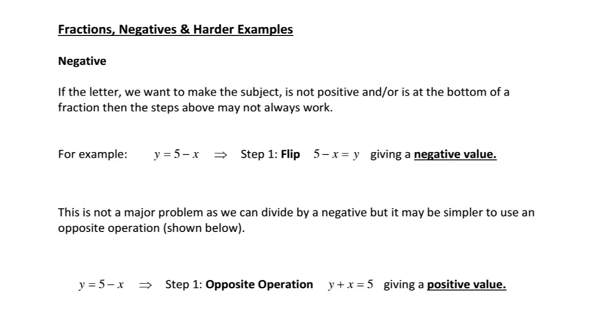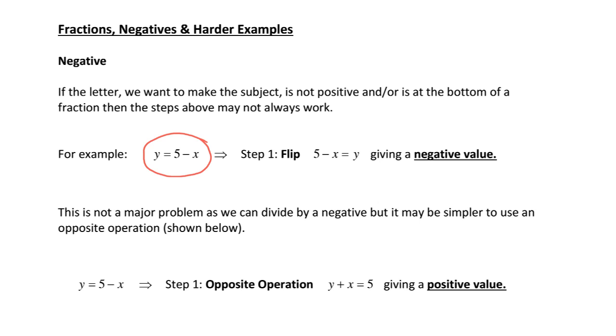Okay, we're probably getting a good grasp at the opposite operation and the flipping steps. Now, I want to bring your attention to some problems we have when there's fractions involved in the equation and when there's negatives. So if you have a look at this example, highlighted in red, y equals 5 minus x, right? Now, we're looking to change the subject of this formula to x.